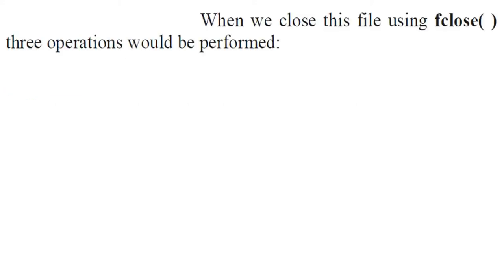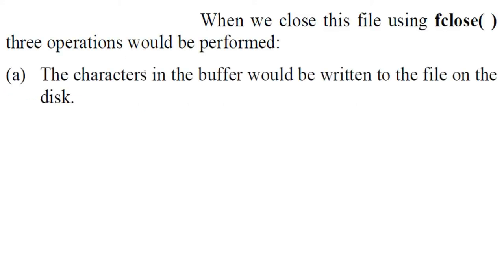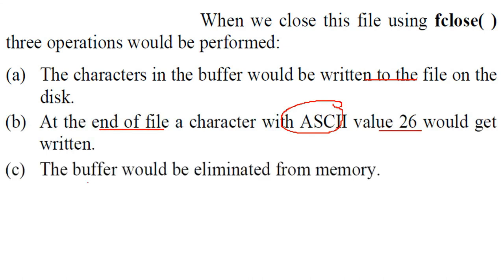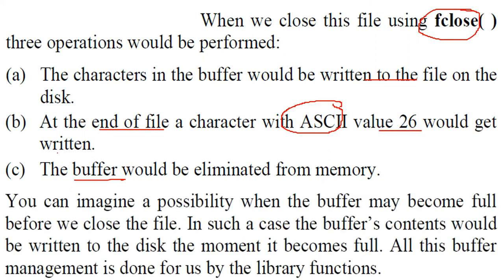So when we close the file, the characters in the buffer will be written into the file on the disk. At the end of the file, we'll have a character with ASCII 26. This needs to be written, and the buffer would be eliminated from memory. That is what is done when you use fclose. So if you really want to clear things, you have to fclose. This is your responsibility. Let us write a program for counting characters, tabs and spaces.